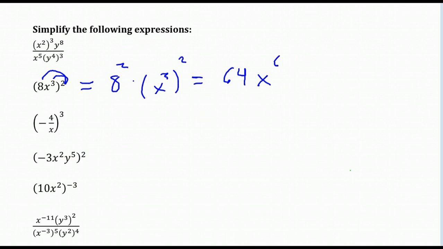Now for the 8 part, we're going to just square the number to get 64. For the x cubed, we're going to use a property of exponents, which says a base raised to a power raised to a further power lets us keep the base and multiply the exponents together.